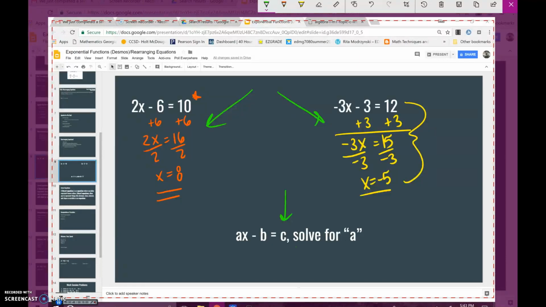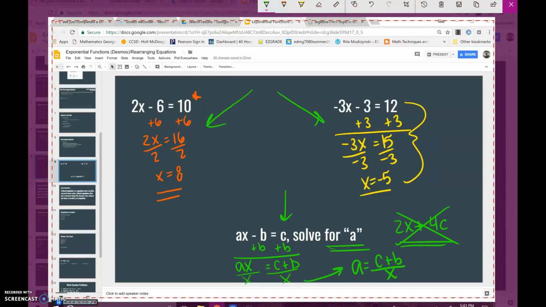So right now a is being multiplied by x, and I've got this extra subtraction of b. So let's take care of that by adding b to both sides. So here I have ax equals. Now, c and b are not like terms, so you can't combine them. It's kind of like 2x plus 4c. You cannot combine those together. So we would leave them apart, c plus b. To get a by itself, since we're solving for a, we just divide by x on both sides. And my final answer is a equals c plus b divided by x. That is all I do.